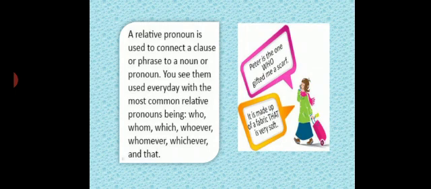Peter is the one who gifted me a scarf. Who gifted me a scarf? Peter. So Peter is that person who gifted me a scarf. Who refers to Peter. It is made up of a fabric that is very soft. That. What is that? It is made up of a fabric that is very soft. That refers to fabric. Hope you are understanding it now.